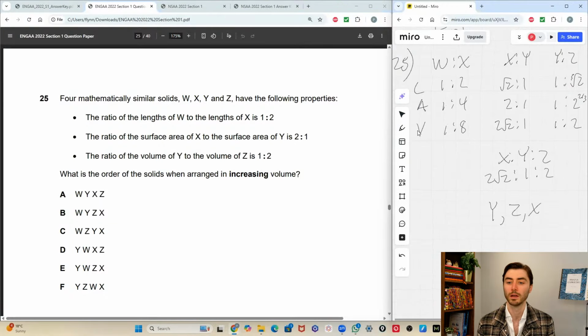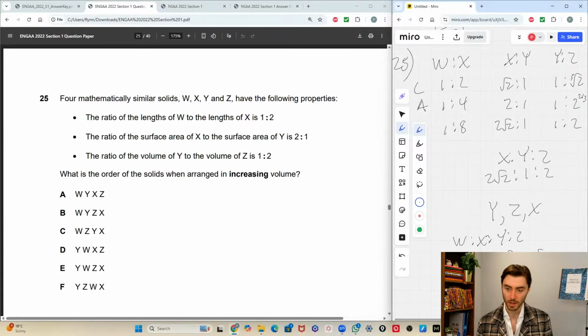Bollocks. So what I'm going to do, let's just consider, okay, so I'm going to have to multiply by root 2 to make that 4. So I'm going to have to multiply everything by 2 root 2 to make that equal to 8. So W, X, Y, Z, multiply by 2 root 2, and that's 1, and that's 8, and that's 2 root 2, and that's 4 root 2. So it's W, Y, Z, X, which is C. Probably a faster way of doing that. Sue me.